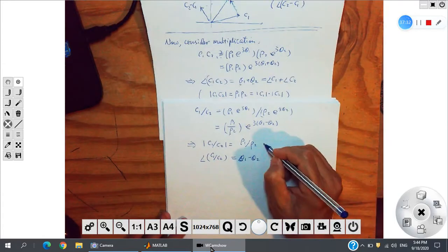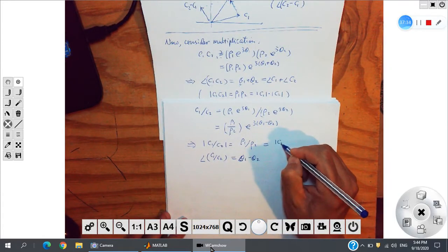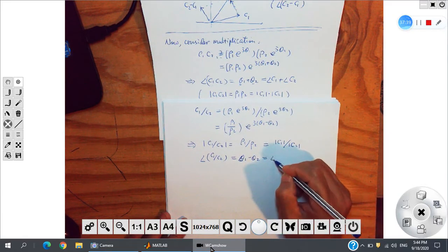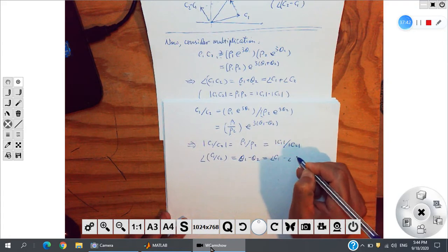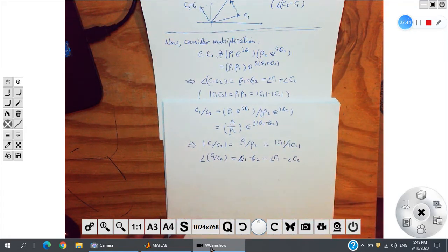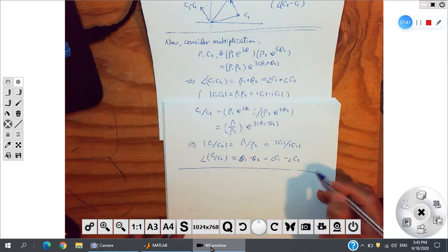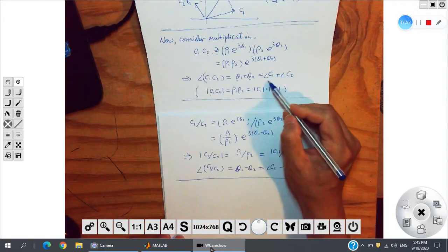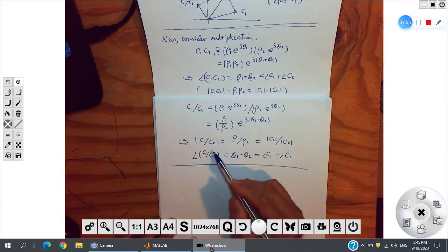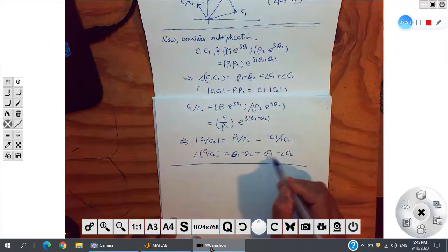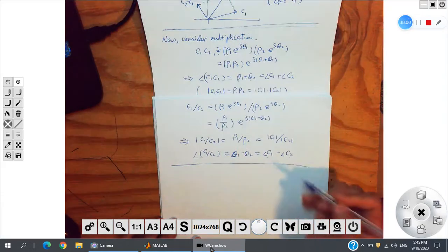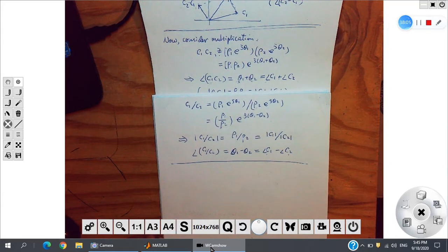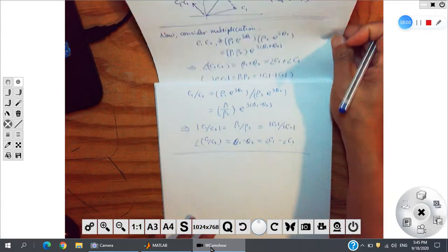I use a notation: this is the magnitude of C1 over the magnitude of C2, and the angle here is the angle of C1 minus the angle of C2. So we have these two features. When we have multiplication, the angles you do summation. When you have division, the angles you subtract. Okay, now we have enough preparation for the angle of root locus.